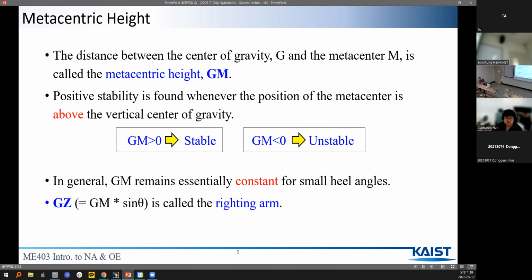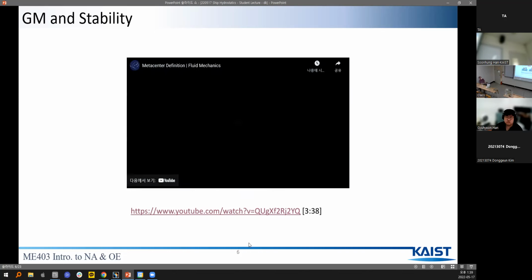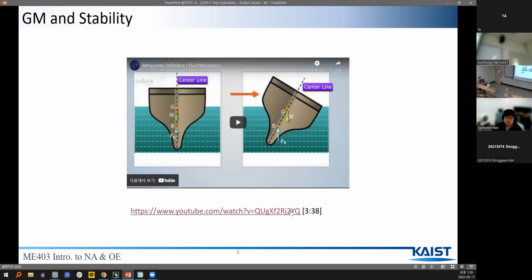In general, GM remains essentially constant for small heel angles. GZ equals GM times sine theta, which is called the righting arm. Here is a YouTube video that explains GM and the stability.